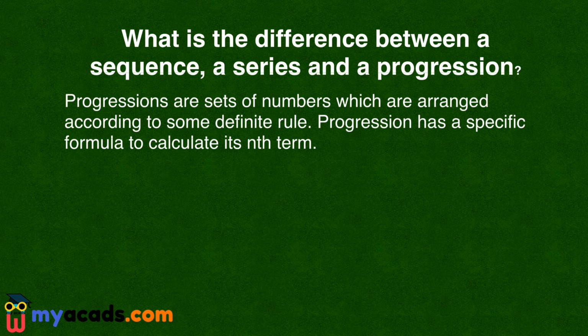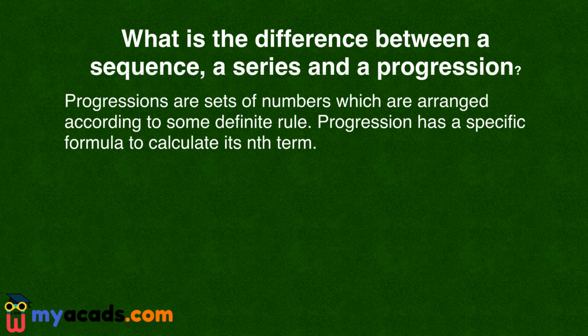Now we will understand what a progression is. A progression is a set of numbers arranged according to some definite rule. So here there is some mathematical rule, and using that mathematical rule I form a set of numbers. That set of numbers becomes my progression. However, a progression differs from a sequence in that in a progression I can have a definite formula for the nth term. Whereas in a sequence, I may or may not have a formula. So if I can have a formula, then it becomes a progression.